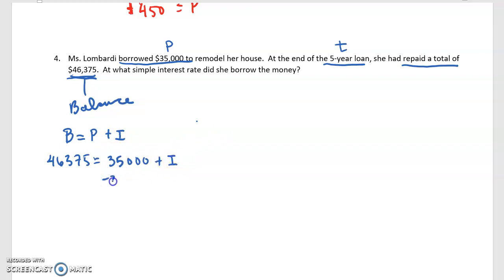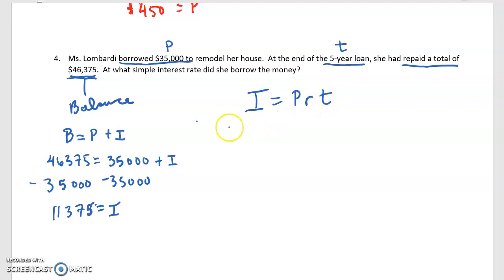So to get the interest, we're going to do an inverse operation here. I know you can just subtract the two numbers, and I think that's fine. But I also think it's really good to reinforce the fact that we're using inverse operations to solve for unknowns. That's one of the things that we are working on as an overarching skill this year. So this gives us an interest of $11,375. And now I can use that in my simple interest formula.